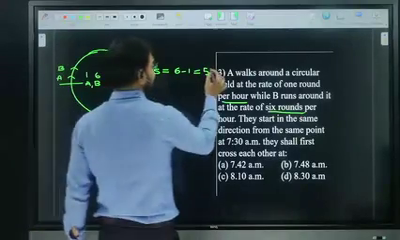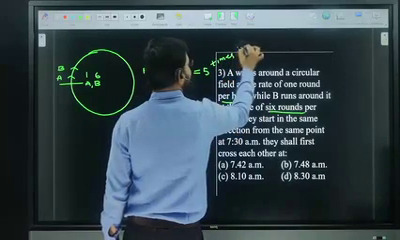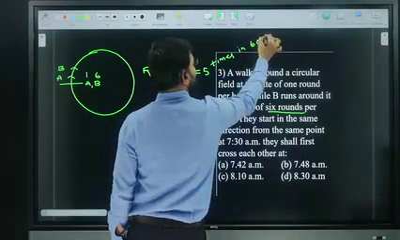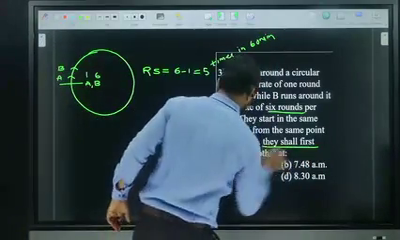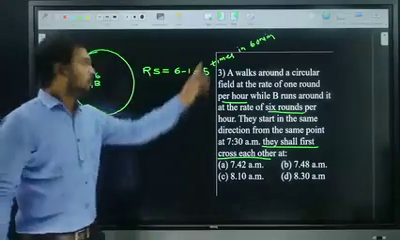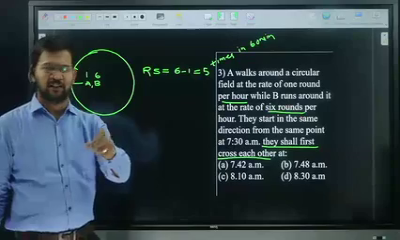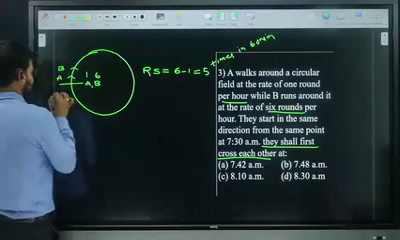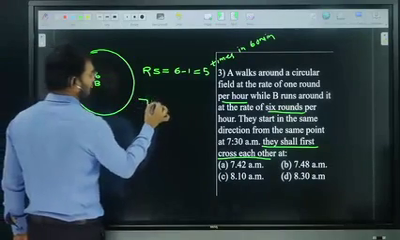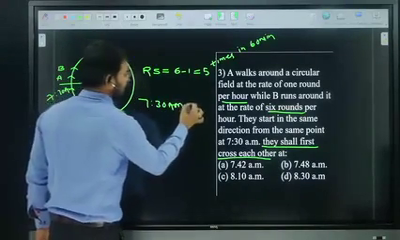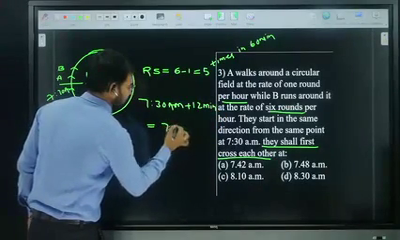5 times in 1 hour is nothing but 5 times in 60 minutes. They're asking first time, they shall first cross each other. So 5 times in 60 minutes is nothing but first time in how many minutes, Amma? 12 minutes. Starting time is 7:30 a.m. After 7:30 a.m., it will take 12 minutes. Therefore your answer is what, Amma? 7:42 a.m.